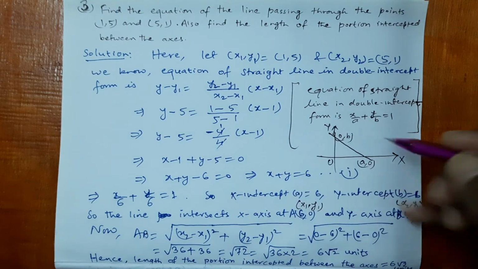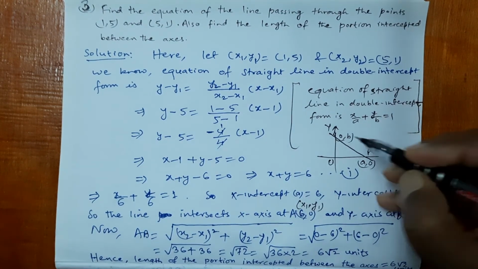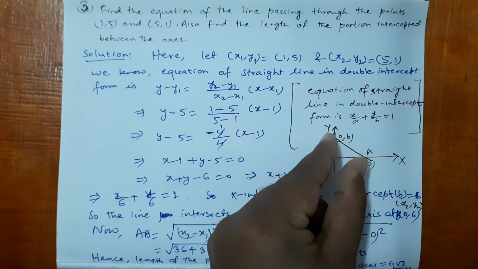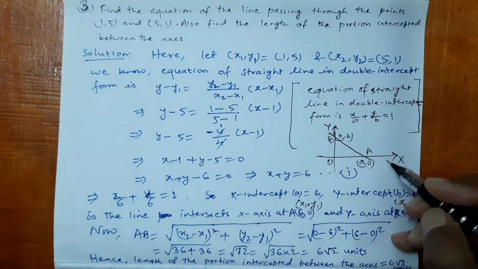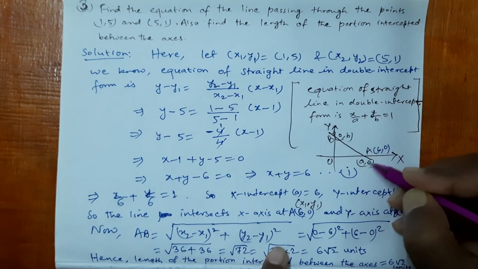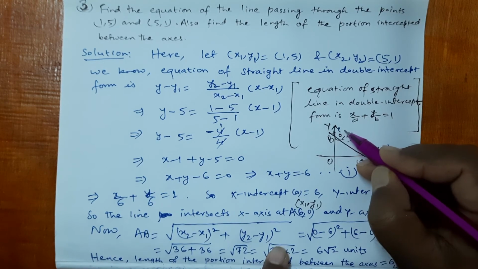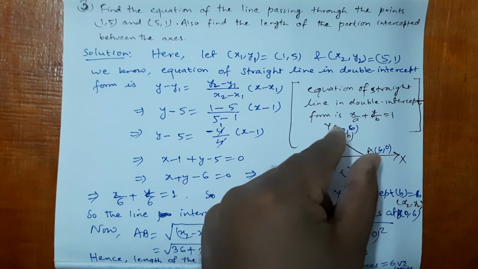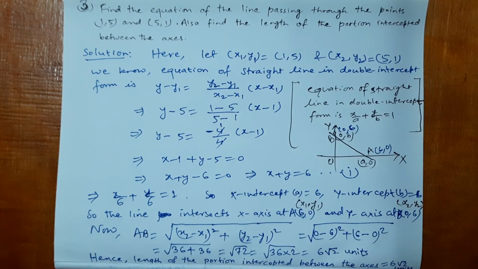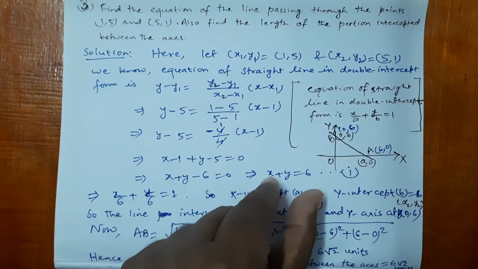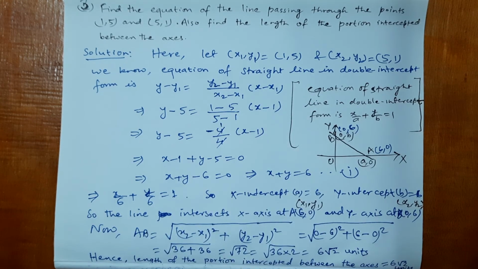That means here, if you suppose this to be point A and this to be point B, then AB is the length of the portion intercepted between the axis. In our case, point A is 6 comma 0 and point B is 0 comma 6. So the distance between A (6, 0) and B (0, 6) is 6 root 2. In this way we have found the equation of the line passing through these two points, 1 5 and 5 1. This is one required answer, and this is another required answer.